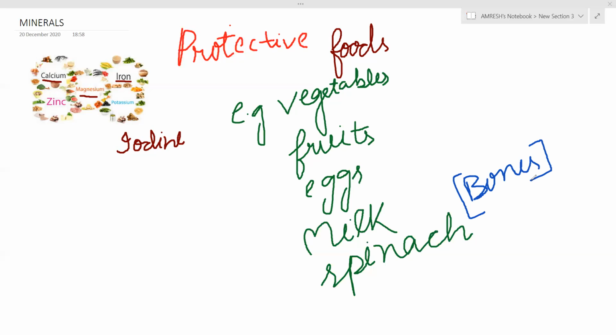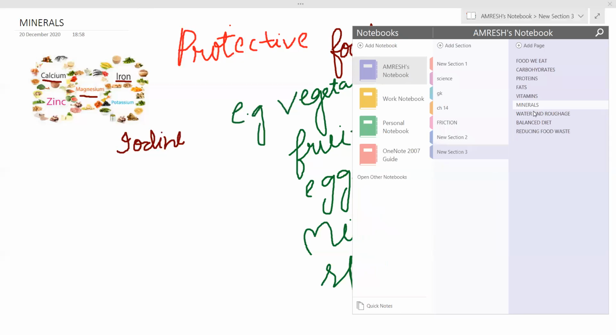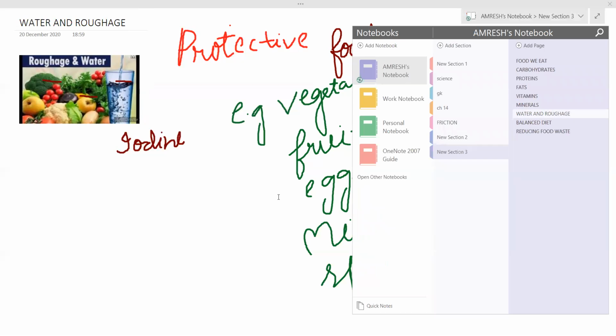We will go to the next topic, that is water and roughage. This is the last topic of today's chapter. Okay. So the last topic of today's class is water and roughage. We will read balanced diet in the next class. So, okay. Water and roughage. So, if you tell about water, I will write in blue color.